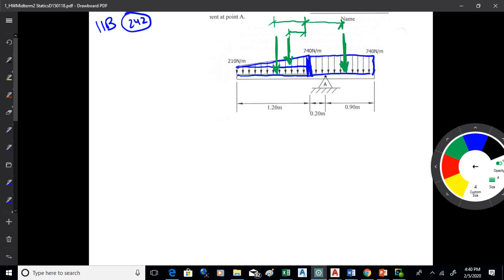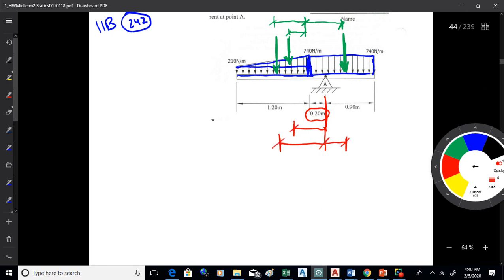However, where you want to take moments about is point A. So you're going to have to apply this 0.2 meter offset to those distances. What you want is that, and that, and that, okay? So you're going to have to add or subtract 0.2 to the distances that you calculate off the figures to get the moment arms from A. That's what you're gonna have to do there, okay, on that one.